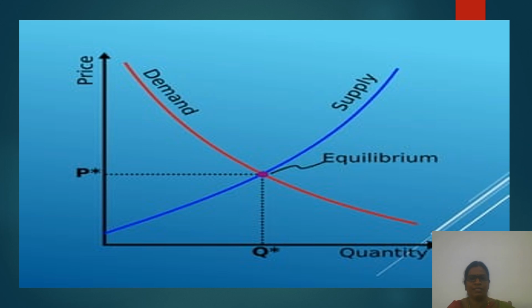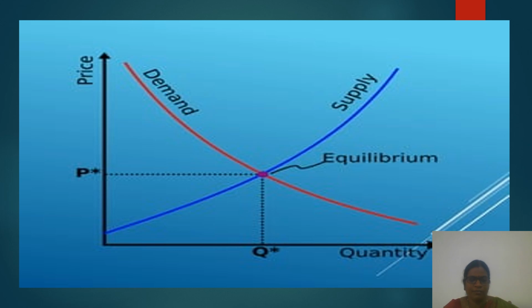The diagram explains that the x-axis, the horizontal line, refers to quantity, and the vertical axis refers to price. There are two curves: the supply curve is upward sloping, and the demand curve is downward sloping. That intersection point is the equilibrium point.